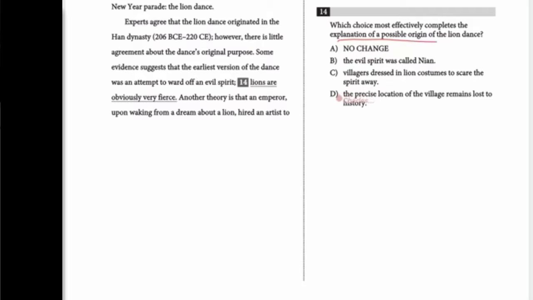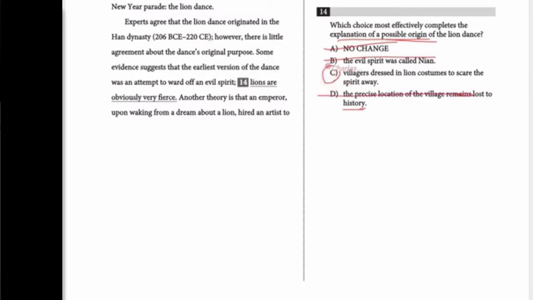The precise location of the village remains lost to history. Well, that talks about history, maybe origin. But no, I think that's deceptive because it really doesn't talk about the village at all. We're talking about the purpose of the dance, which has nothing to do with the village. Its purpose is to ward off an evil spirit. The evil spirit was called Neon. Does that really tell us the origin of the lion dance, the name of the evil spirit? I don't think so. Lions are obviously fierce. That explains nothing.